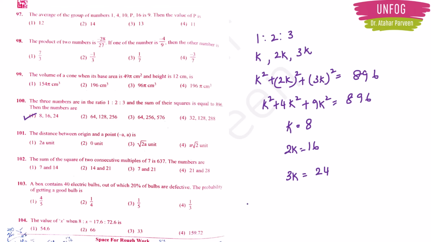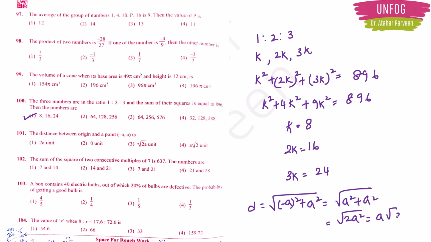Next, question number 101. The distance between origin and a point minus a comma a is? You should apply the distance formula. The point is minus a comma a, so square root of minus a whole square plus a square. So this will be square root of a square plus a square, or square root of 2a square, or a root 2. So a root 2 unit is in option 4. That will be the correct answer here.